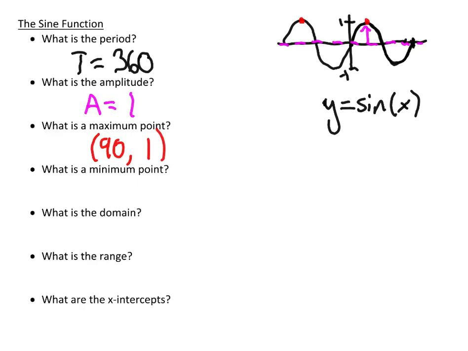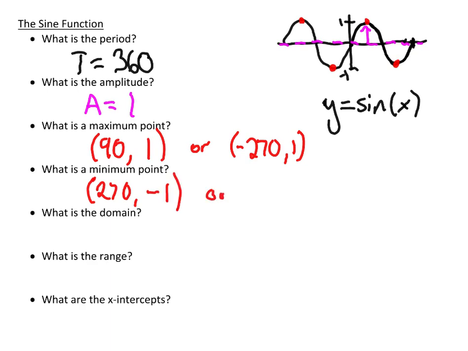For a minimum point, those happened here and here. So there's also another maximum point over here too. So I could write that one down as well, at negative 270 and 1. We also have a maximum there, and there's many more. All right, so our minimum points here, there's one over here at positive 270, and we reach the minimum value of negative 1. There's another one over here too, at negative 90 and negative 1.